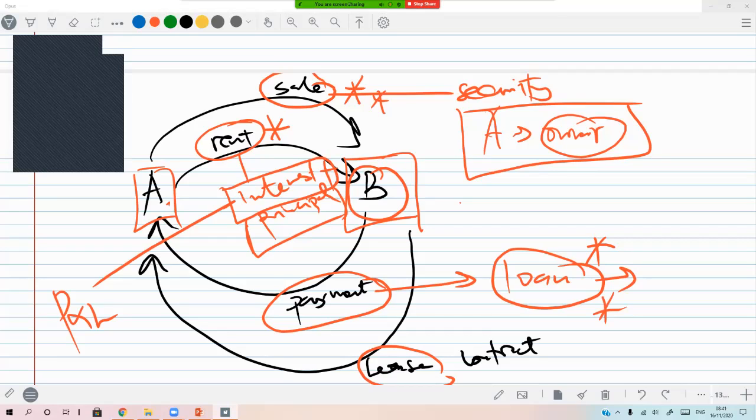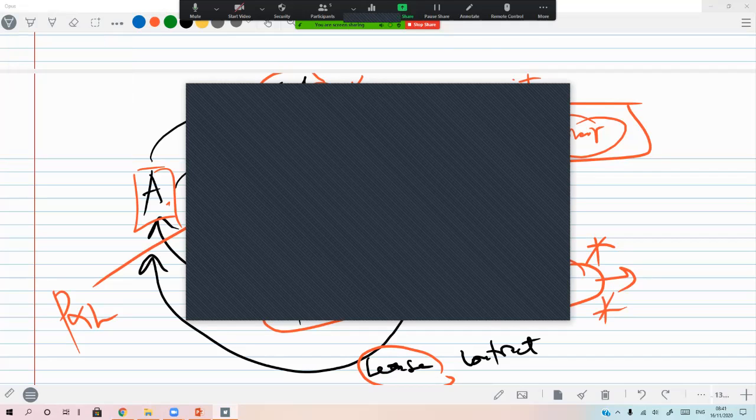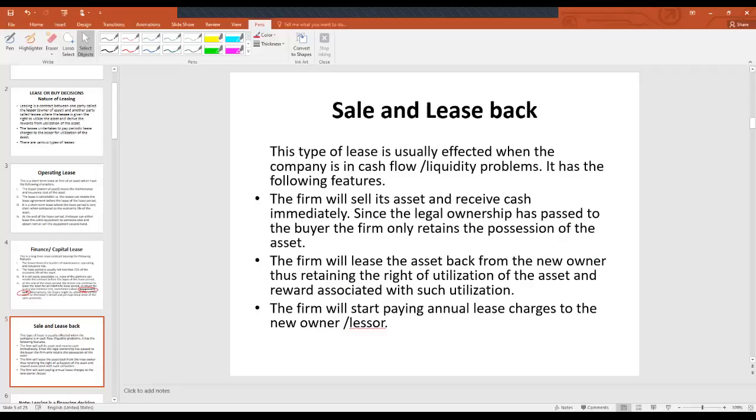So there are those three forms of lease contracts: finance lease, operating lease, and sale and leaseback. Can you take a minute to go through these notes?